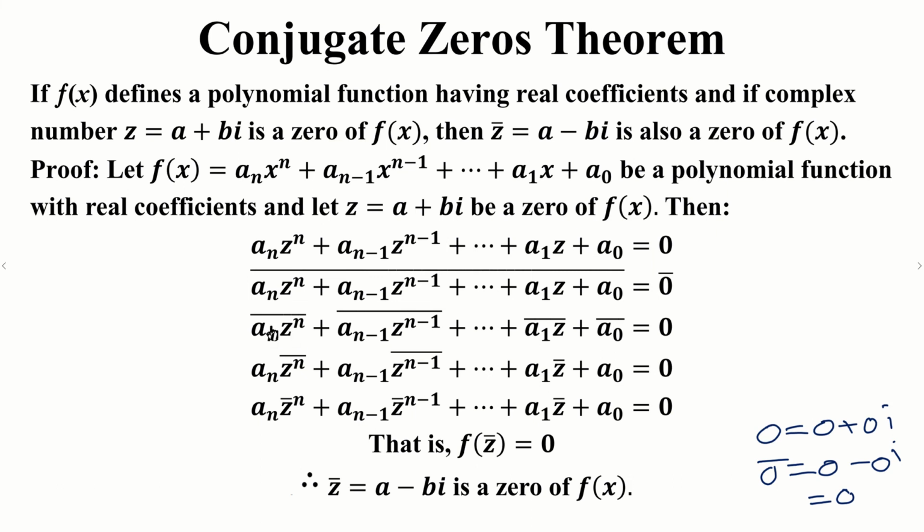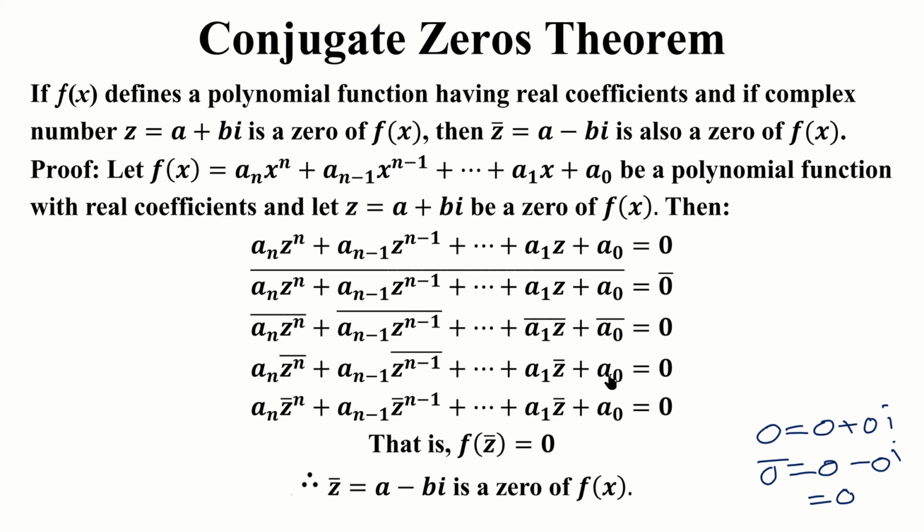So now notice that I can take the a_n out because that's just a constant, right? That's being multiplied by this complex power. So I get a_n times the conjugate of z to the n, plus a_(n-1) times the conjugate of z to the n minus 1, etc., all the way to the conjugate of a_0, which is itself.